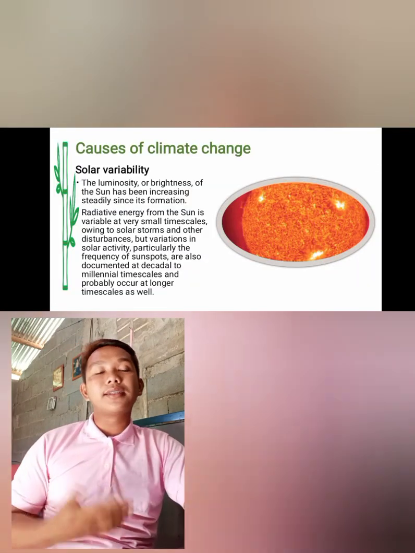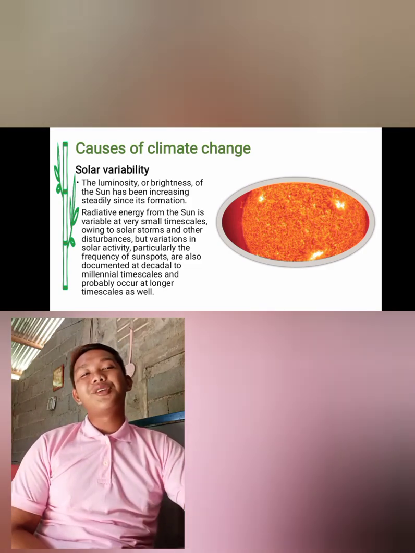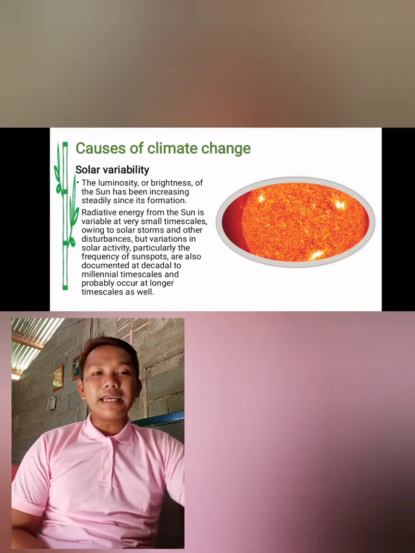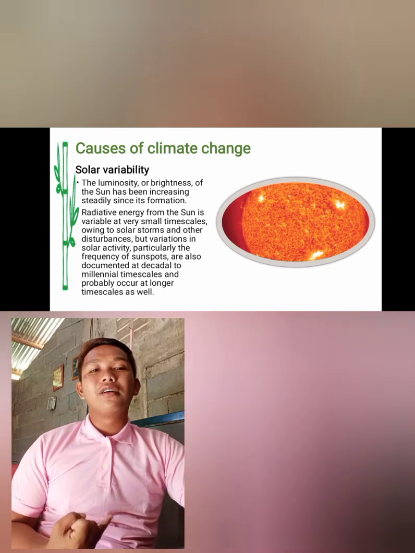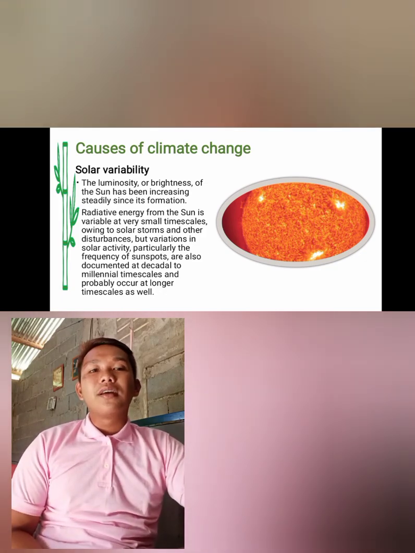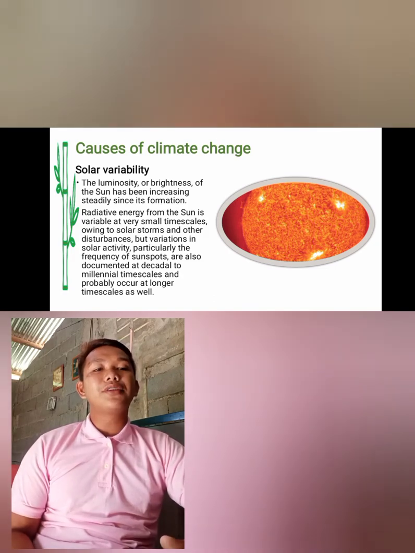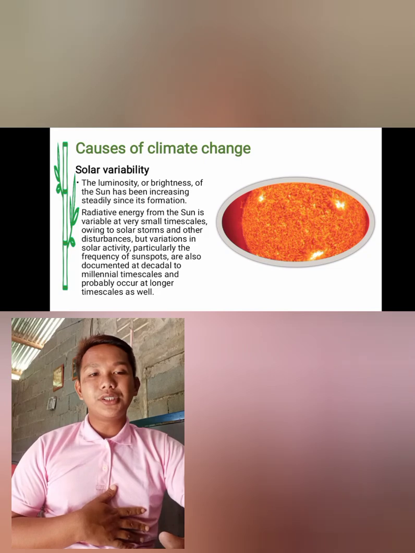And the next one is the causes of climate change. What are the causes of climate change? Solar variability. The luminosity or brightness of the sun has been increasing steadily since its formation. Radiating energy from the sun is variable at very small timescales owing to solar storms and other disturbances.